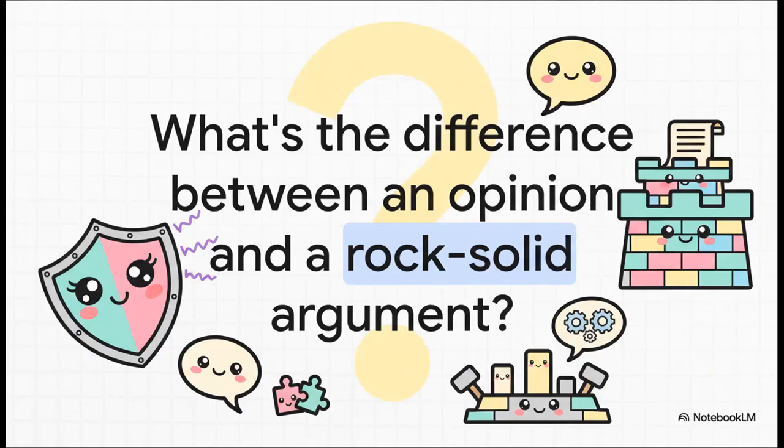This is really the core of it all, isn't it? An opinion is just, well, a feeling. An argument, on the other hand, is a structure. One is super easy to just brush aside, but the other, it's really hard to ignore. So how do we build an argument that's so solid it can stand up to pretty much any challenge? That's what we're here to figure out.